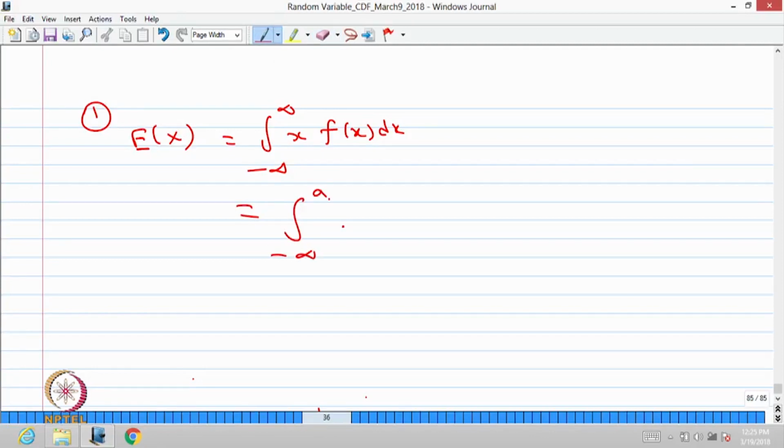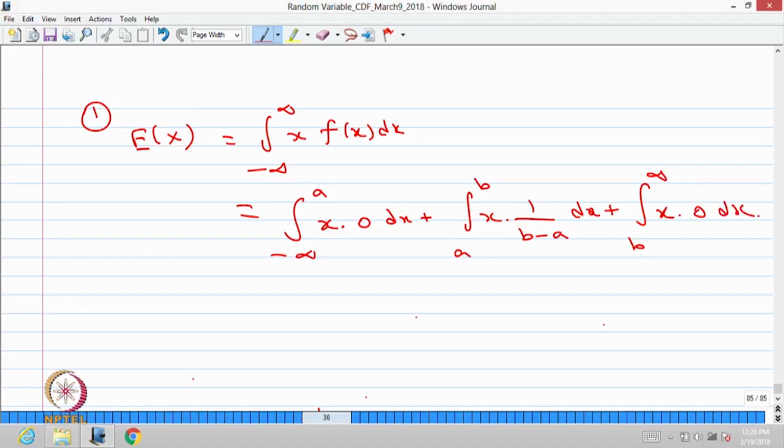Integral from minus infinity to a of x times 0, plus a to b of x times the probability density function 1 divided by b minus a dx, plus b to infinity of x times 0 dx. The probability density function is 0 between minus infinity to a as well as b to infinity. Therefore, this is nothing but 1 divided by b minus a, integration a to b of x dx. So, one can simplify and you can get the answer for mean and variance.